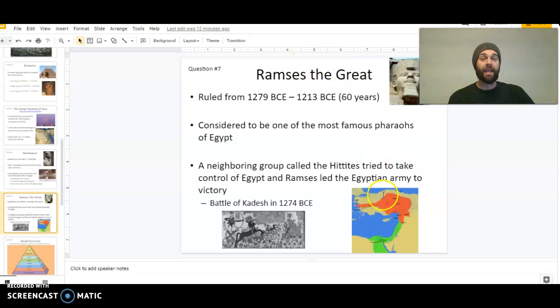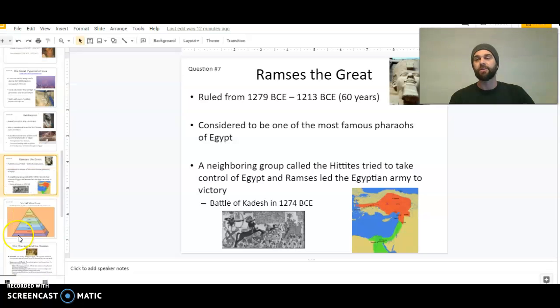And then we're going to talk about Ramses the Great. One thing I want you to know about Ramses the Great is he was so good. He was such an effective pharaoh. People loved him so much. They started to take his name when he became pharaoh. So you're going to hear the name Ramses all throughout Egypt. And the fact that he ruled for 60 years, it's a super long time.